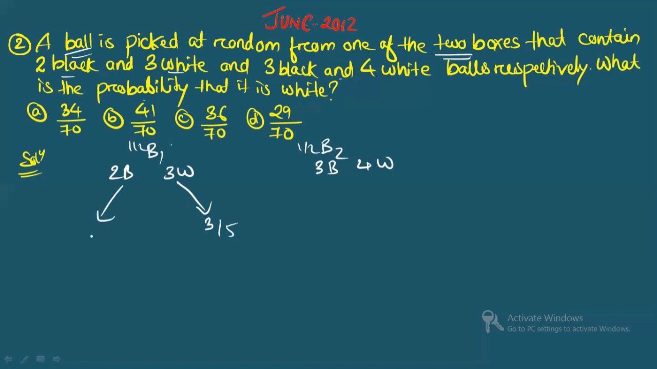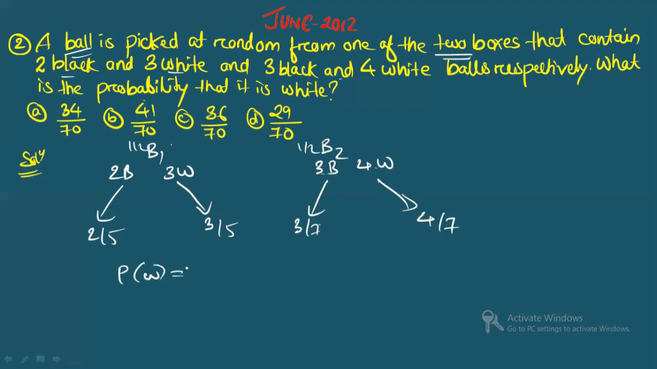The probability for the black ball will be 2 by 5 here. For the second box, for the black ball it will be 3 by 7, where the total is 7 and favorable is 3. For the white ball it will be 4 by 7. So these are the probabilities: this is white and this is black. But you need the probability for the white ball.